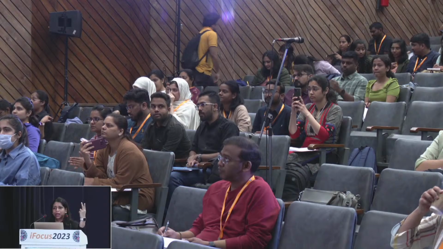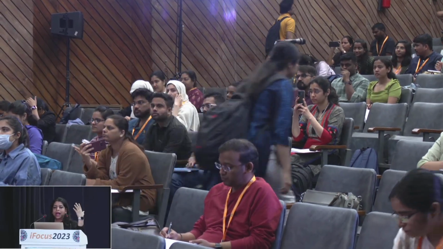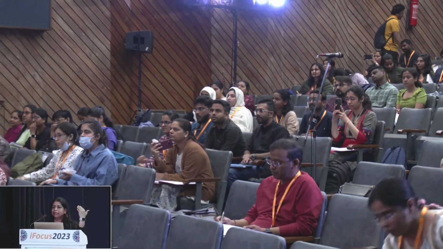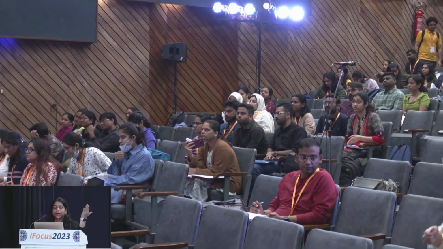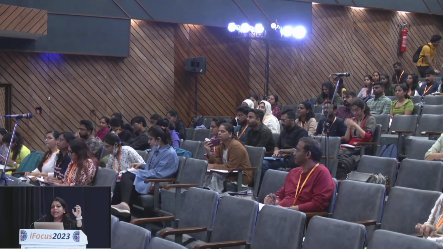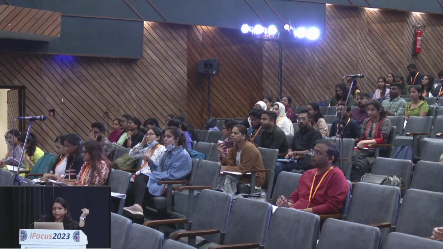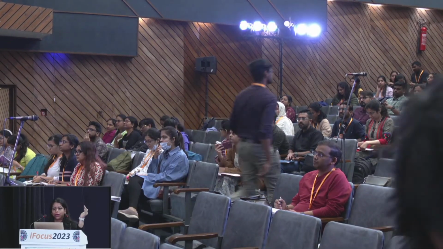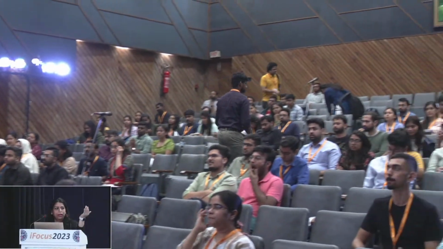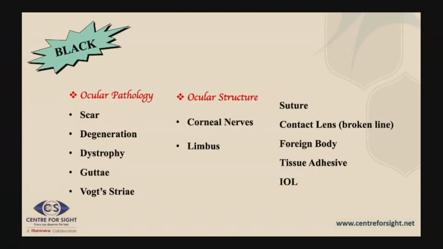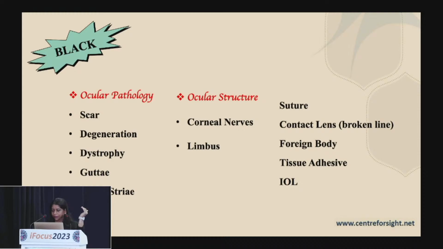So the tissue which is dead, the tissue which is dying, and the foreign bodies, which are not an ocular structure, can be drawn with the black color. So scar, degeneration, dystrophies. I mentioned Goutet's and Voxtria, especially Goutet's are dystrophy and Voxtria degeneration, because you will very commonly see them in your clinic. Ocular structures drawn with black colors are corneal nerves and limbus, and suture, contact lens, foreign body, tissue adhesives, IOL, everything will be drawn with a black color.